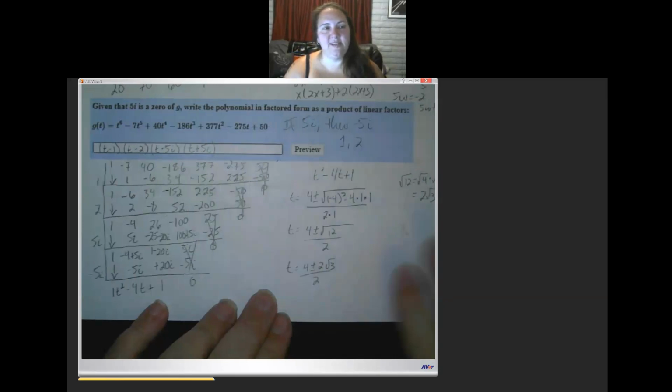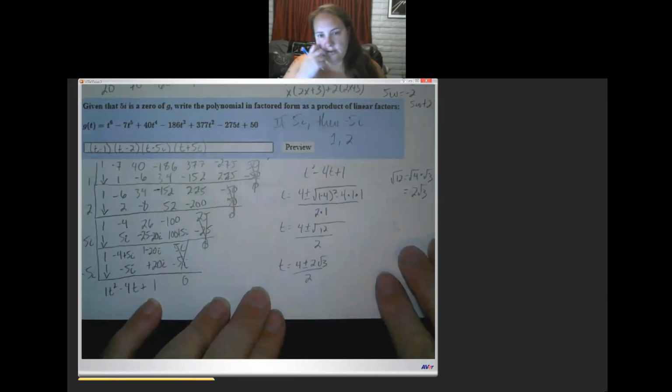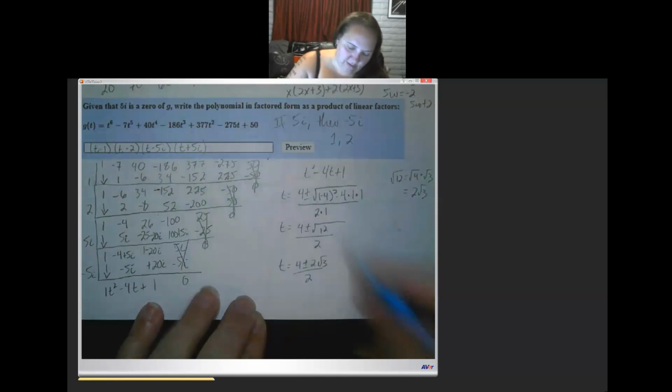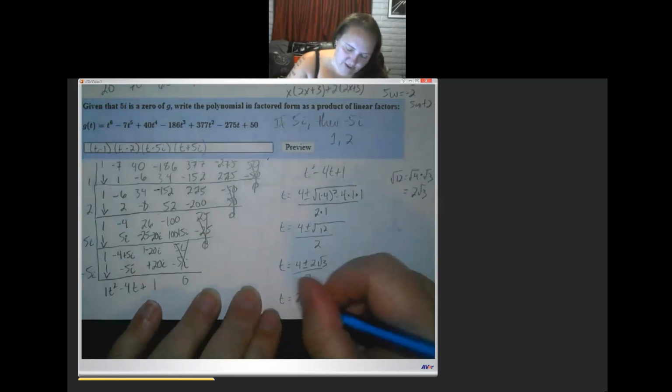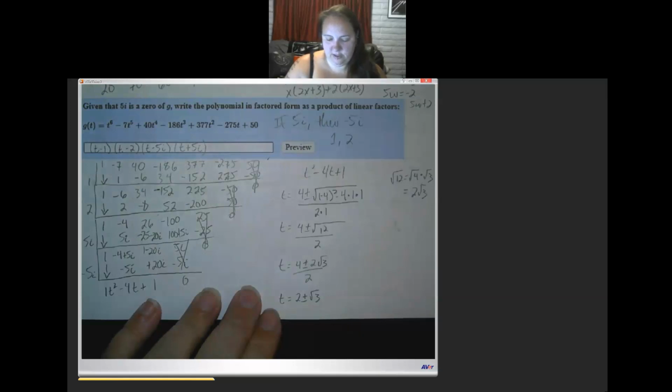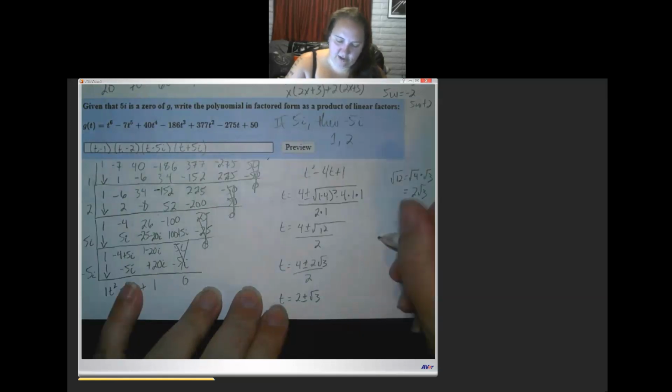I just realized you can't see what I just did. And then you cover up your square root. Is there anything you can divide out of all 3 of these? Yes, a 2. So then that would be t equals 2 plus or minus rad 3. So your 2 roots there are 2 plus rad 3 and 2 minus rad 3.